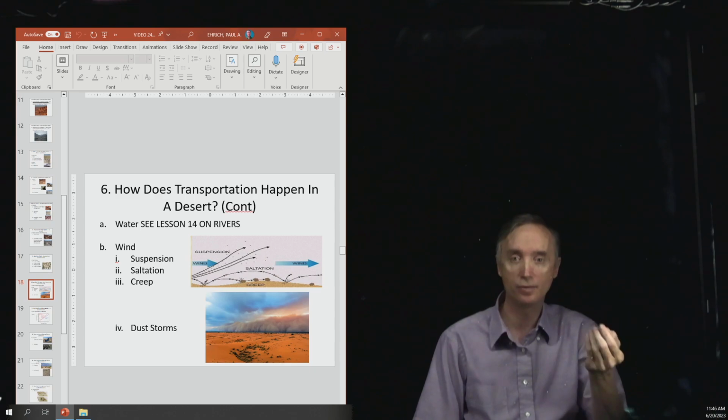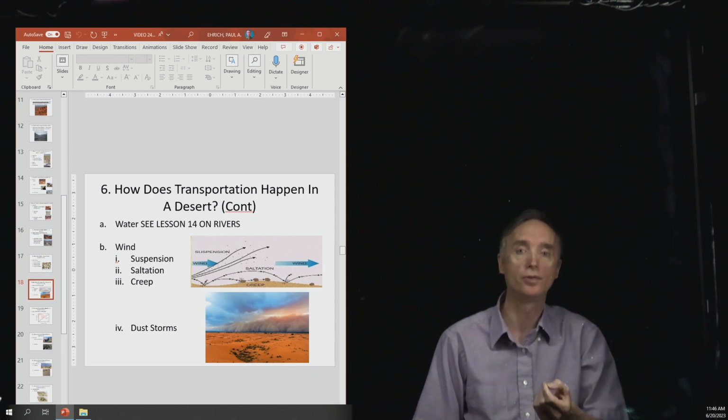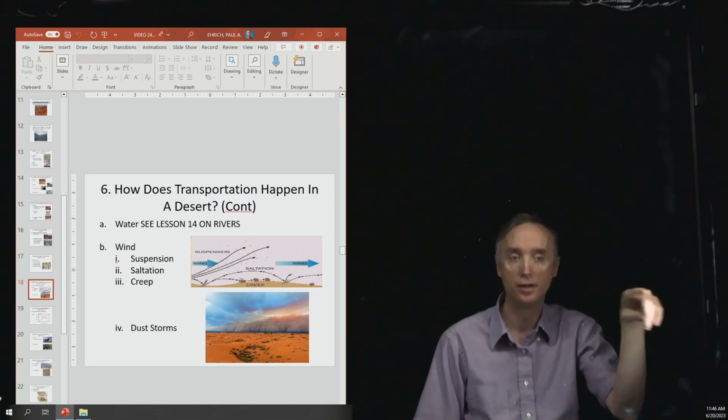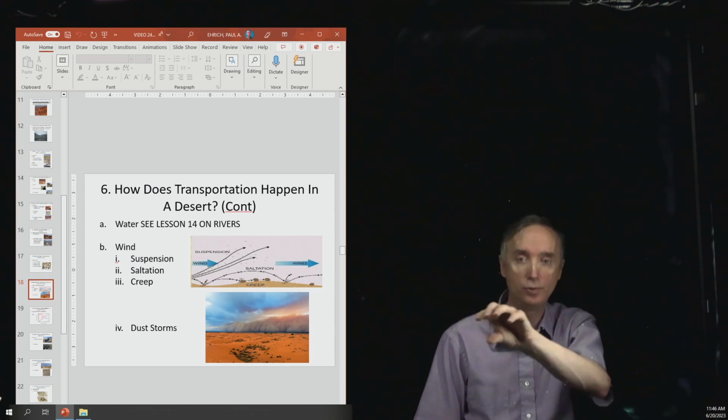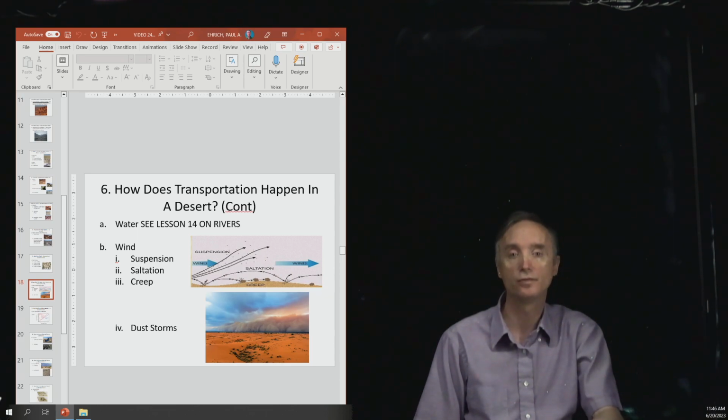Notice we use the same things when we talk about what the wind can do. So the dust can be suspended in the wind. You could have sand grains that are bouncing on the desert floor, and then you could also have more heavy objects that could be pushed on the surface of the desert floor, and we're going to call that creep.